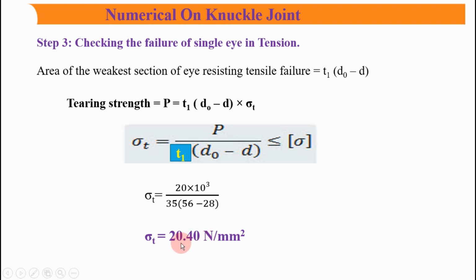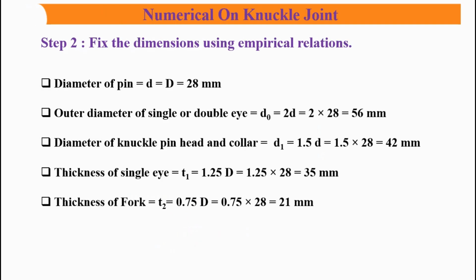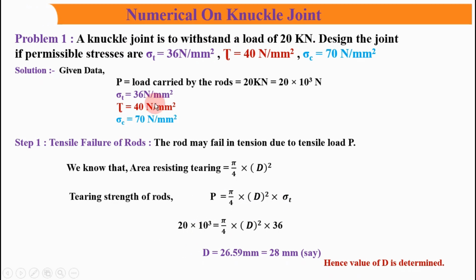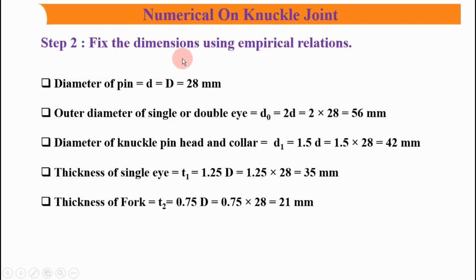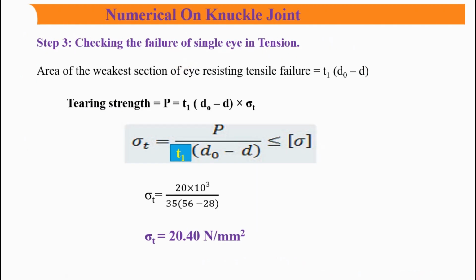This is the induced sigma T, and the given permissible value of tensile stress is 36 Newton per mm square. Please see guys, the permissible value is 36 Newton per mm square and our calculated value is 20.40. It means our induced tensile stress is less than the permissible value. So our design is safe.